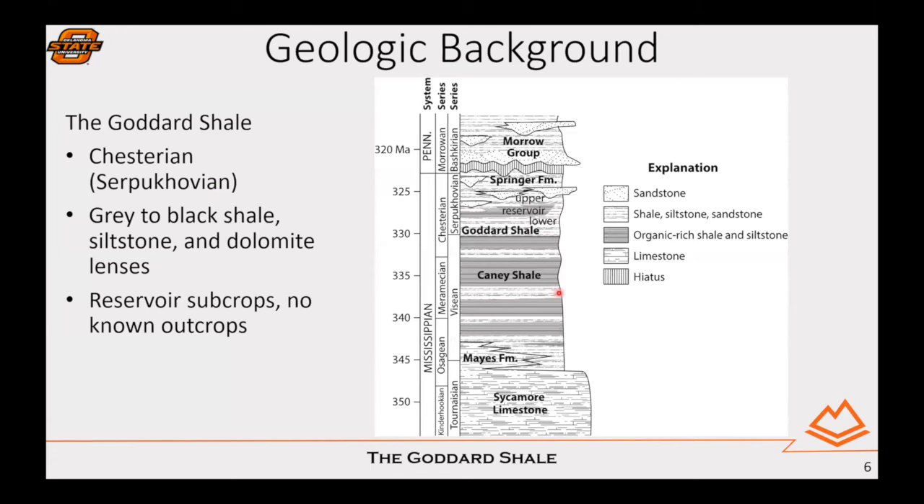Okay. Now the Goddard Shale is Chesterian. Here we can see it. Chesterian in age, or Subcarboniferous if you're using the European system. And the unit consists of gray to black shale, siltstone, and dolomite lenses. Something I want to point out about the Goddard is that the reservoir facies that we'll be focusing on does not outcrop, it only subcrops.